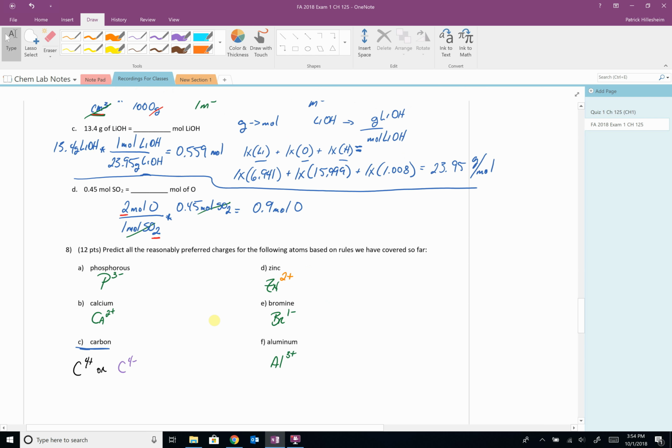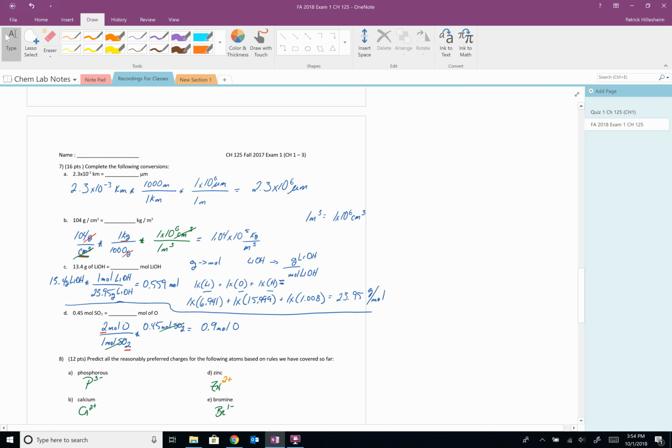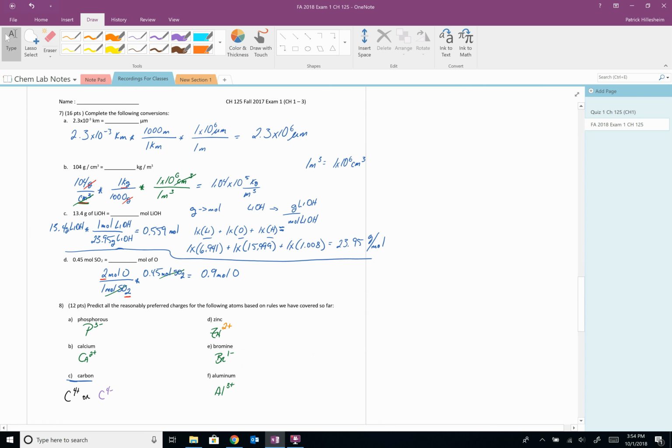All right, so I'm going to zoom out. That's the end of page 2 here. I'm going to zoom out so you guys can see the answers that I have. And I will make one more recording for page 3. Hopefully I can get that online for you guys soon.